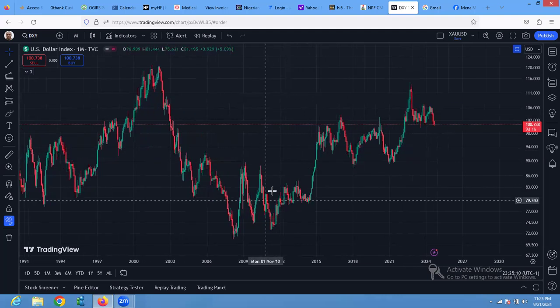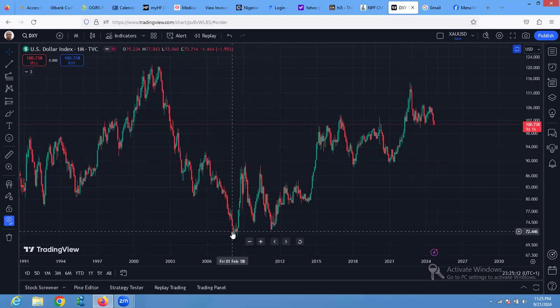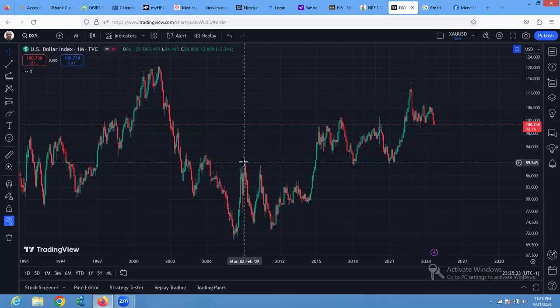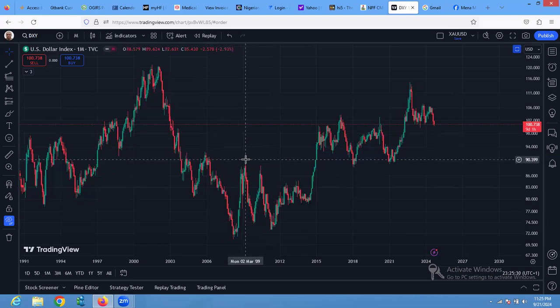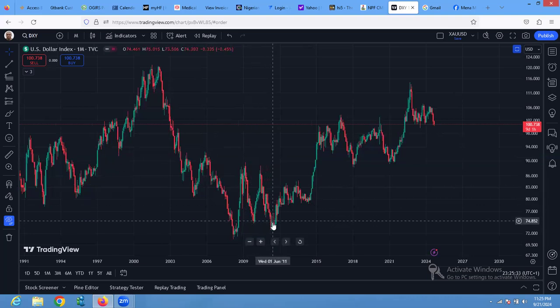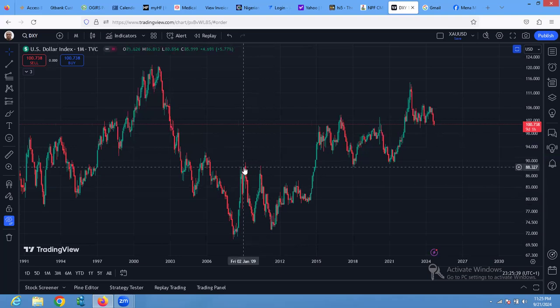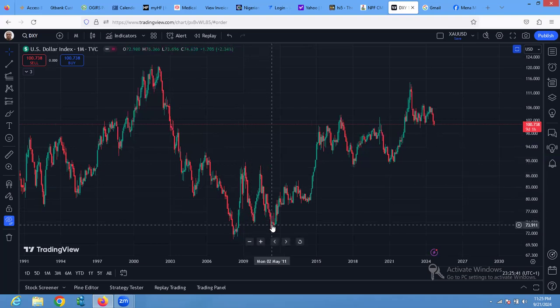I want to start from this structure that we have, that started since February 2008. And we saw this as a complete structure. The first structure went up, this came down as the wave 2 structure. So this is the first structure to the upside, the second structure to the downside, which is an ABC, more or less a regular flat to the downside.